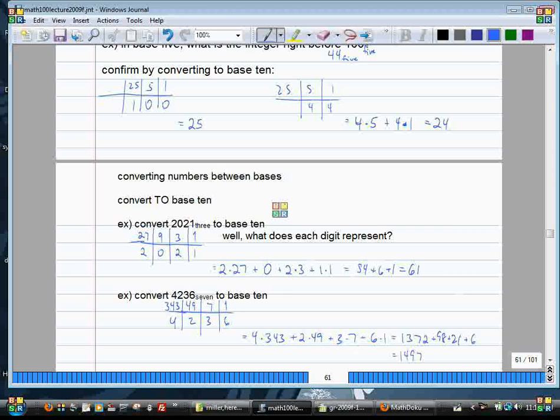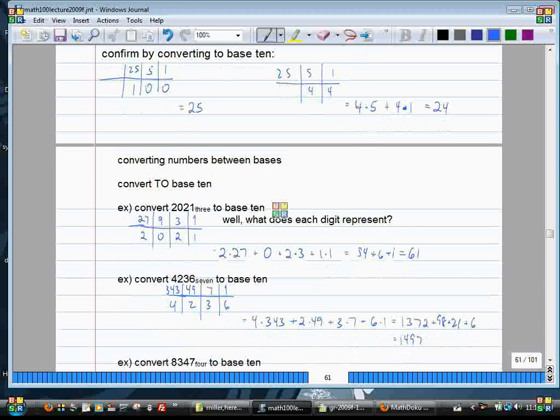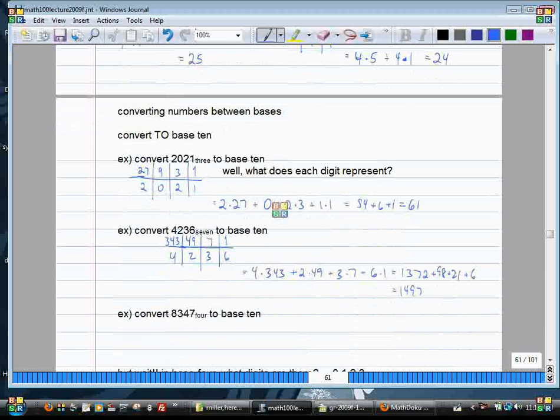Do we have to convert it to like a base 5 something? Yes. 7 to a base 5? That's coming up. Okay. So, next example. Convert 8,347 in base 4 and convert that to base 10.